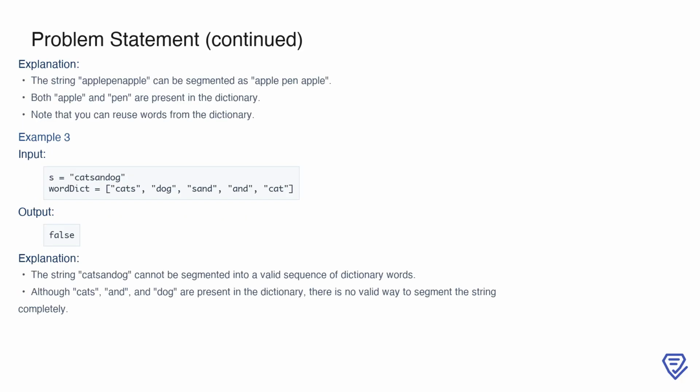Let's look at another example where the segmentation is not possible. Here, the input string is S equals catsandog, and the dictionary is WordDict equals cats, dog, sand, and cat. While parts of the string, such as cats and dog, do exist in the dictionary, there's no way to segment the entire string into valid dictionary words. Specifically, the substring og at the end cannot be matched with any word in WordDict. As a result, the output is false. This highlights the importance of ensuring every part of the string is accounted for in a valid segmentation.